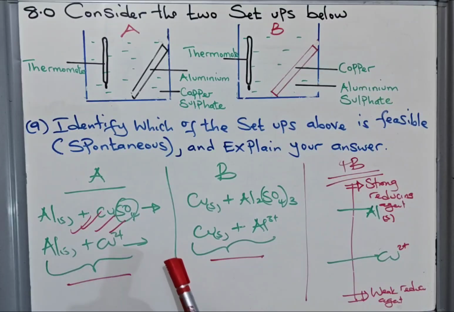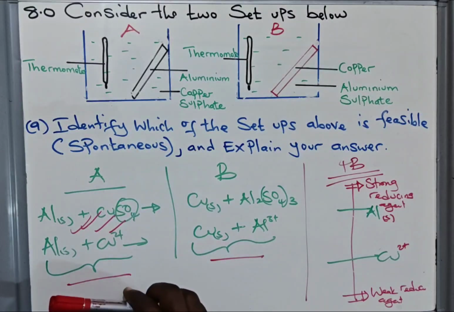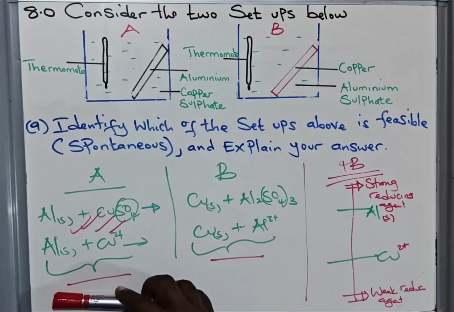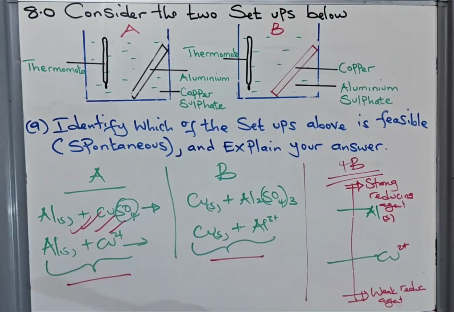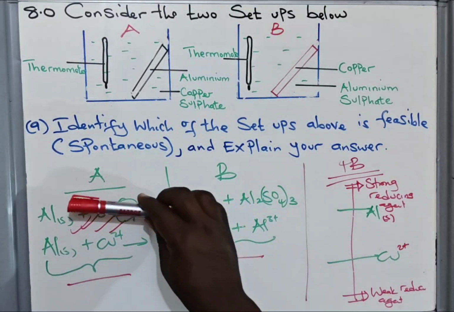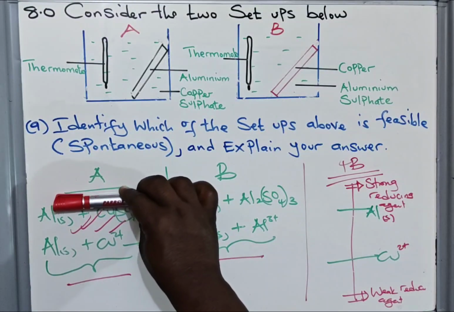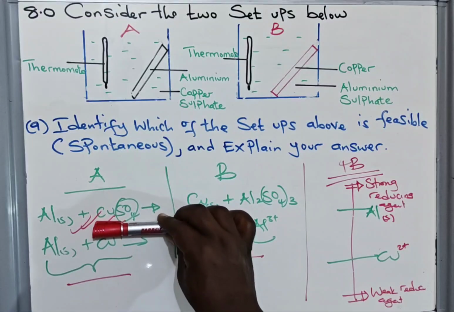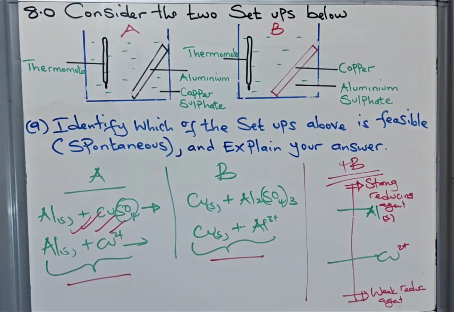So the question is answered. Which one is spontaneous? A. Reason: it is energetically favorable. In which way? Aluminium is a stronger reducing agent compared to copper, implying that aluminium reduces copper ions to copper solid and aluminium undergoes oxidation.